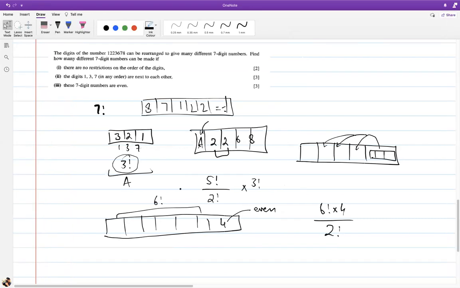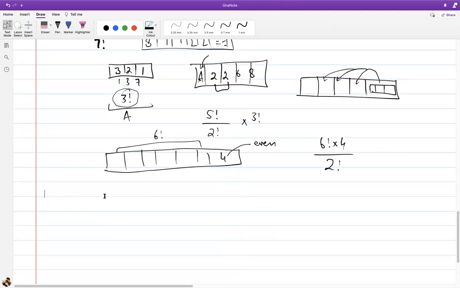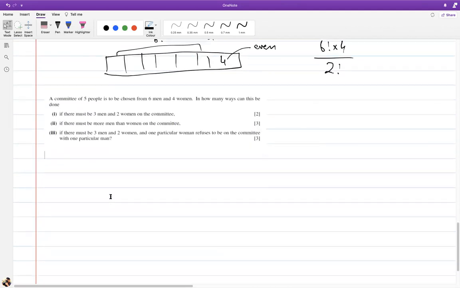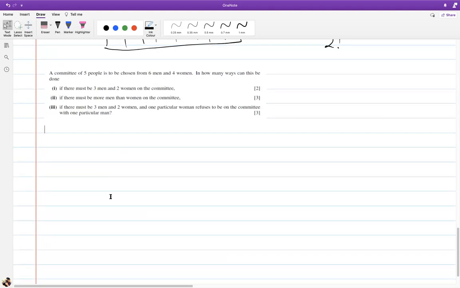Now, what was different in this one and many other questions that we get is that here we were picking everything that was for us to pick from. But what if we have to make a selection? Then we have to refer to combinations, permutations, those kind of things.